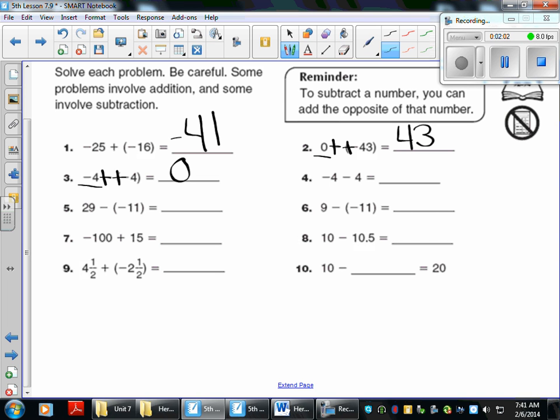Over here, this one we don't have to really do much. We can use the leave, add, change rule, but when I see a negative 4 minus a normal 4, I just know that I'm going further into the debt. I'm going further to the left. So negative 4 minus 4 would give me negative 8.